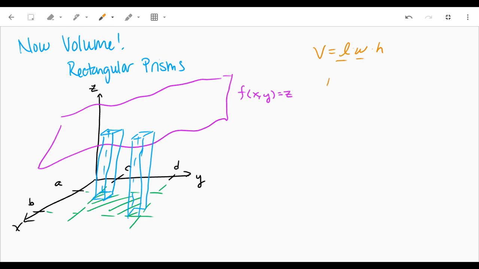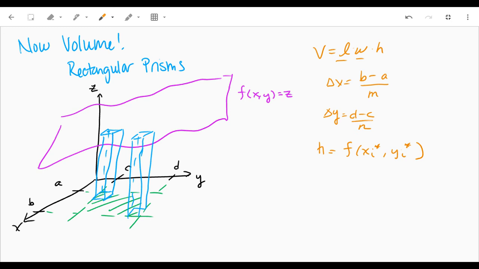So our length and our width would be our delta x, which would be b minus a over m (they call it m in your book, but it doesn't matter if you call it m or n), and your delta y will be d minus c over n. Just like back in the Calc 1 example where we divided into equal intervals, we're going to divide this up into equal rectangles. And then the height will be f of some xi star, yi star.